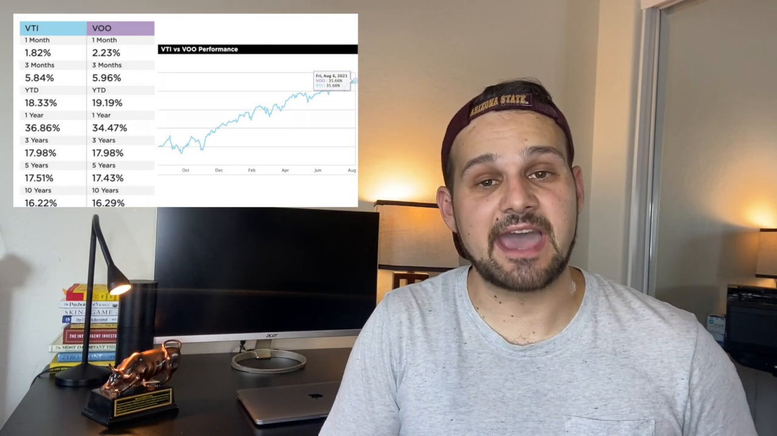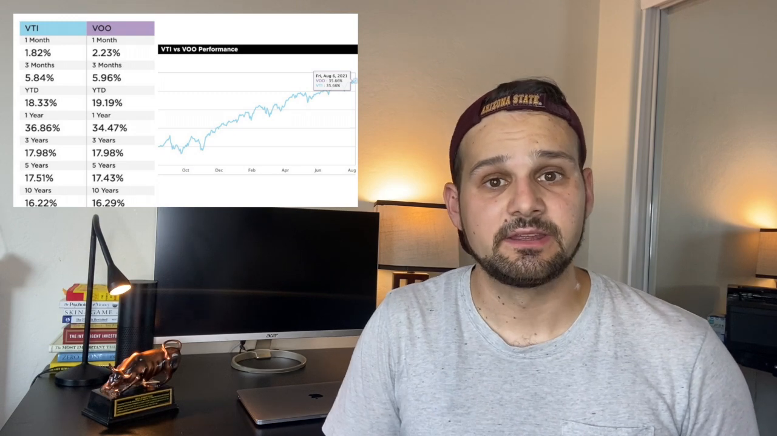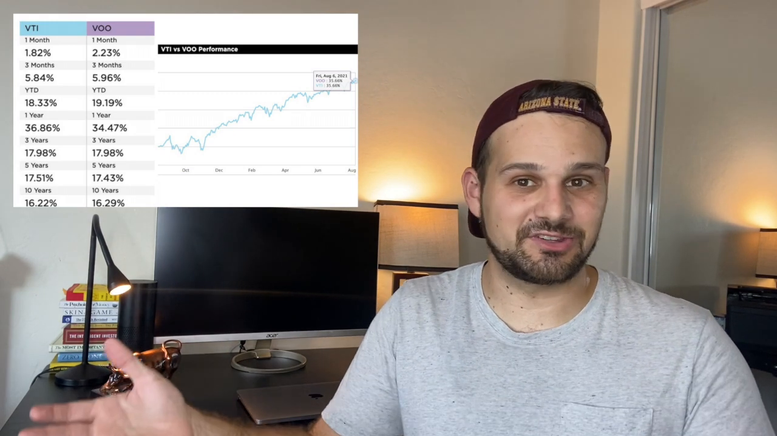Okay, so now that we know what VOO and VTI are, let's talk about the historic performance. Historically, both of these funds have performed nearly identically. Over the past 5 years, VTI has had a slight advantage over VOO. VTI has earned an average of 17.51% per year, whereas VOO has returned an average of 17.43% per year. So yes, VTI has outperformed VOO very slightly, but the returns are very similar, and no matter which fund you invested in, you would have done just fine.